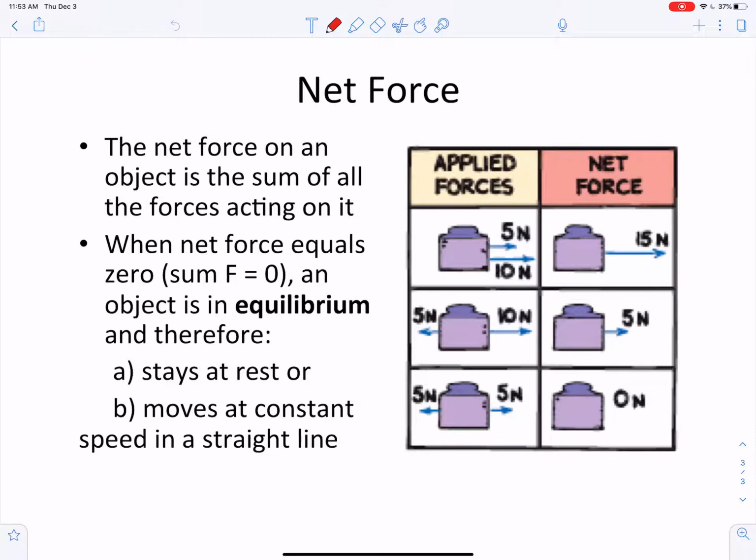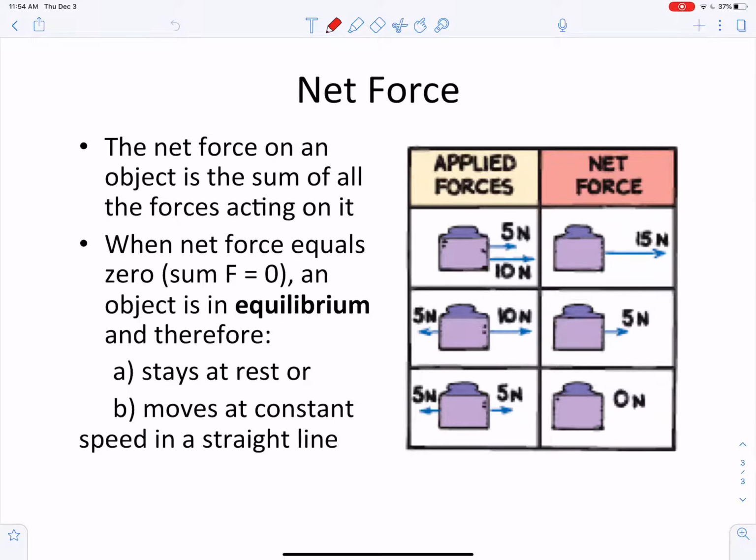In this video, we're going to talk about a new concept called net force. Okay, we've learned about forces before, but what is a net force? Well, the net force on an object is the sum of all the forces acting on it. So if you have the value of a force in pounds or newtons, you can essentially add up all those forces to come up with the net force.